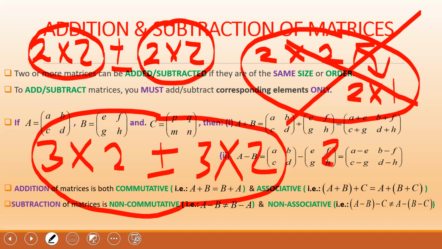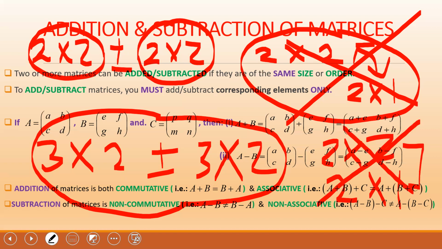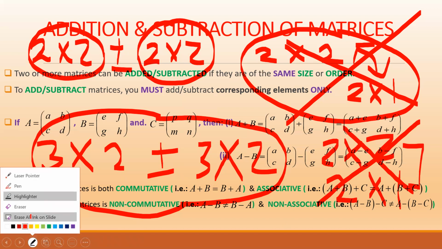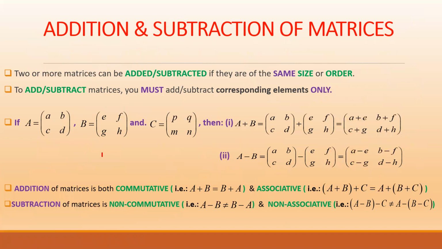However, a 2 by 2 and a 2 by 1 matrix would not be compatible, because they are of two different sizes or order. So guys, remember, this is conceptual math, and with conceptual math is where the concepts come to life. Okay, guys? So let's move to the next point.